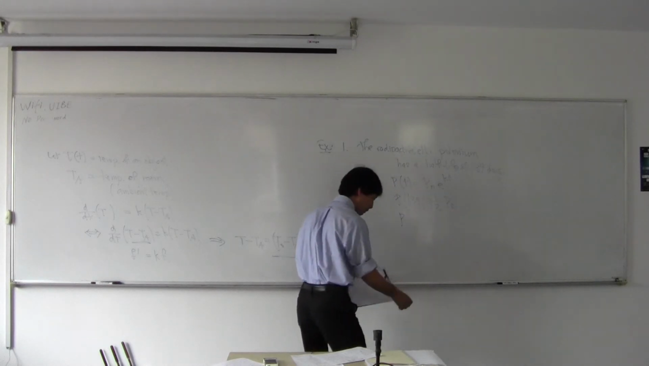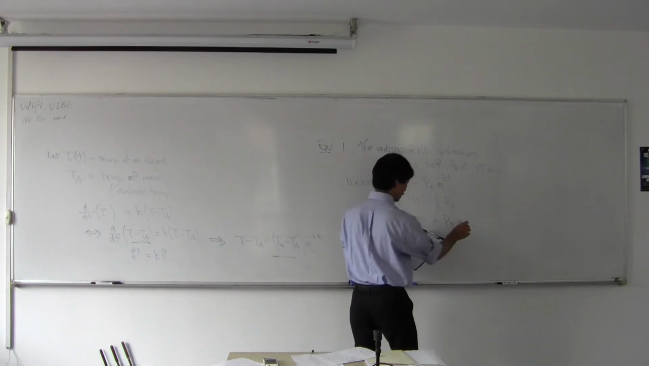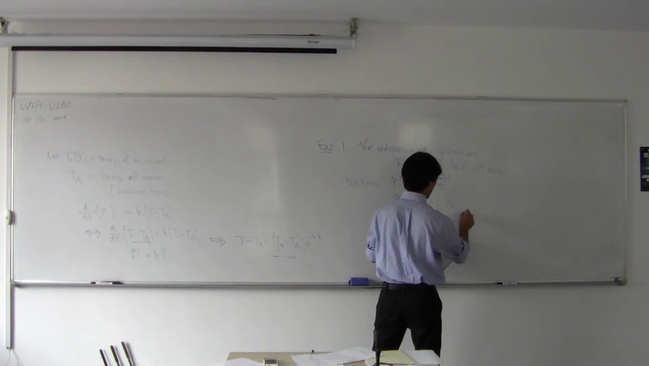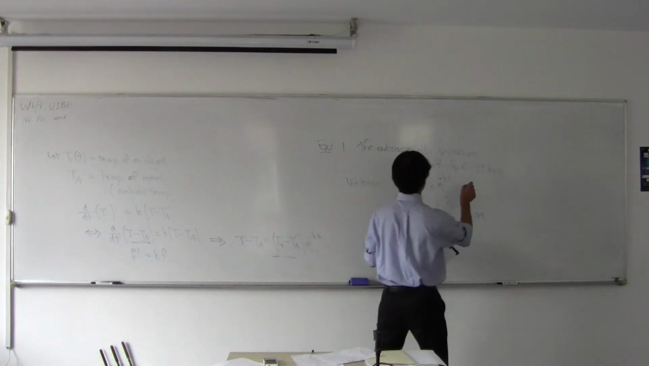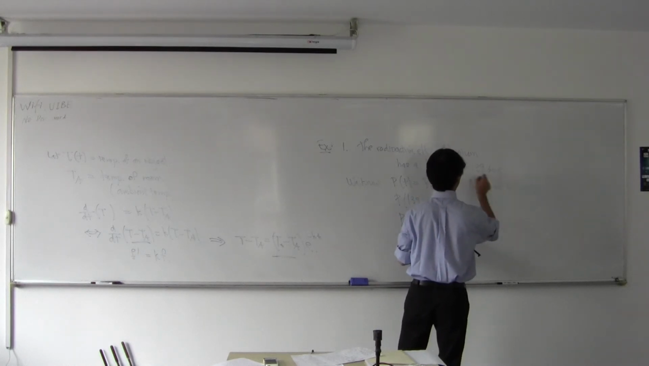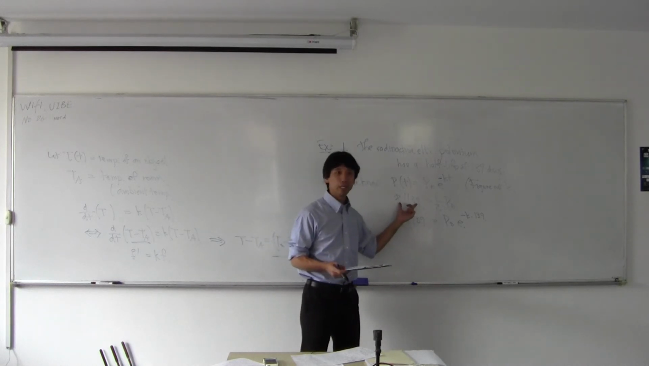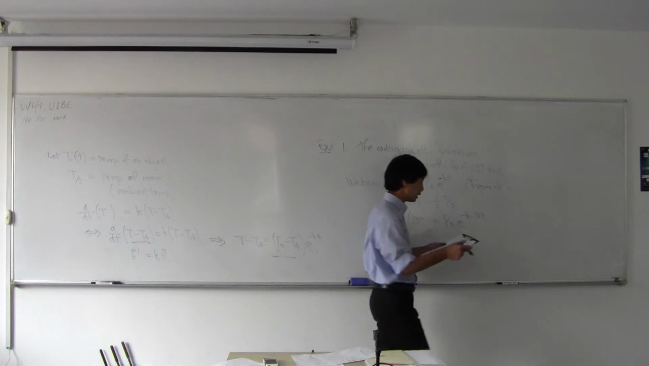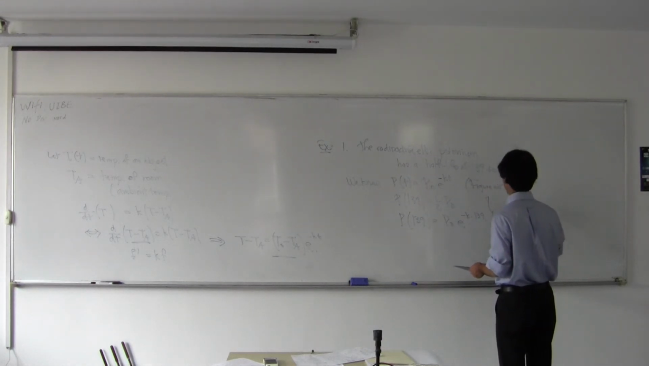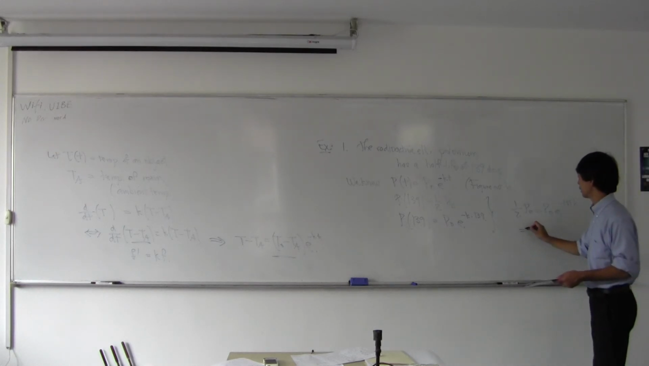P at 139 is P naught e to the, actually let me make this negative k, e to the negative k times 139. So the question is basically to figure out what k is. I know that at time 139, I have half of what I started off with. So you set those things equal to each other: 1/2 P naught equals P naught e to the negative 139k. And then you just solve.